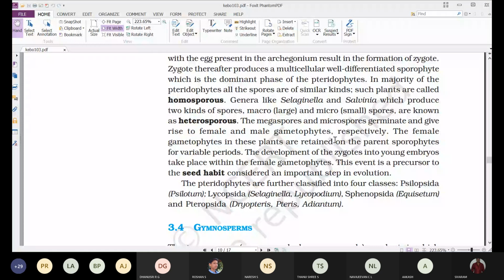When the megaspores fall on suitable soil, they germinate and give rise to the female gametophyte. Whereas the microspores, when they fall on a suitable substratum, they germinate and give rise to the male gametophyte. So the megaspores and microspores germinate and give rise to female and male gametophytes respectively.